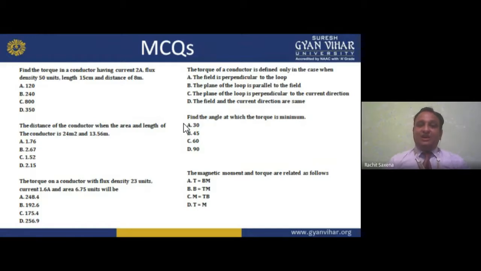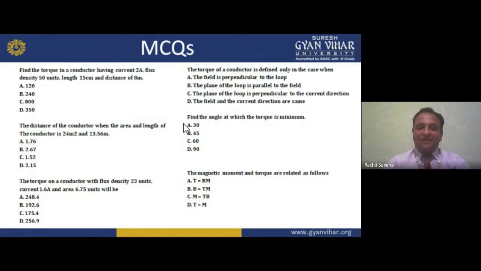Next, find the distance of a conductor when the area and the length of the conductor are given, 224 meter square and 13.556 meter respectively. So we have the area and length. The area is 224 meter square and the length is 13.56 meter. So length into distance is equal to area, so A by L is equal to D.